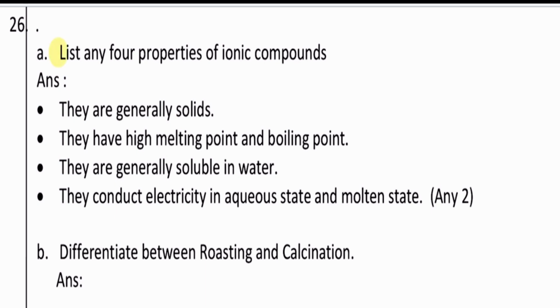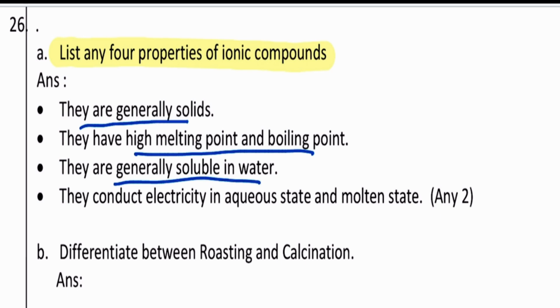Next question. List any 4 properties of ionic compounds. They are generally solid, they have high melting point and boiling point, they are soluble in water, they conduct electricity in aqueous state and molten state.